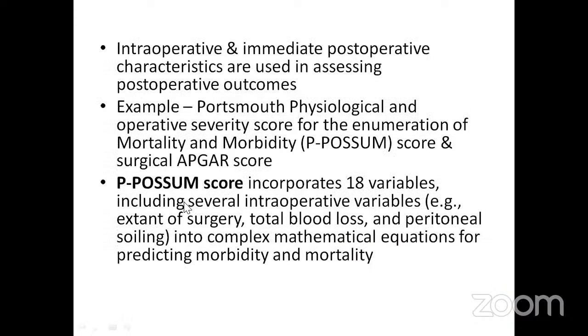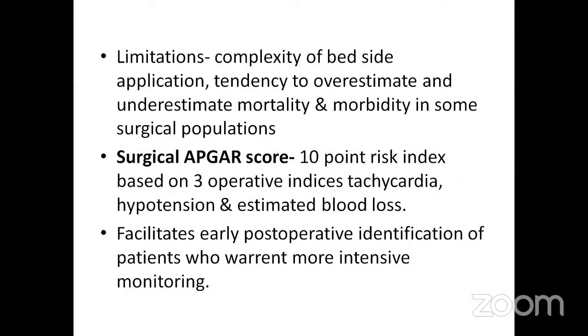There are some intraoperative scoring systems such as the POSSUM score and surgical APGAR score. The intraoperative and immediate postoperative characteristics are used in assessing postoperative outcomes. The best example is the POSSUM score, which is the Physiological and Operative Severity Score for the enumeration of Mortality and Morbidity, and the surgical APGAR score. The POSSUM score incorporates 18 variables, including several intraoperative variables such as extent of surgery, total blood loss, and peritoneal soiling, into a complex mathematical equation for predicting morbidity and mortality. The limitations include complexity of bedside application, and a tendency to overestimate and underestimate mortality and morbidity in some surgical populations.